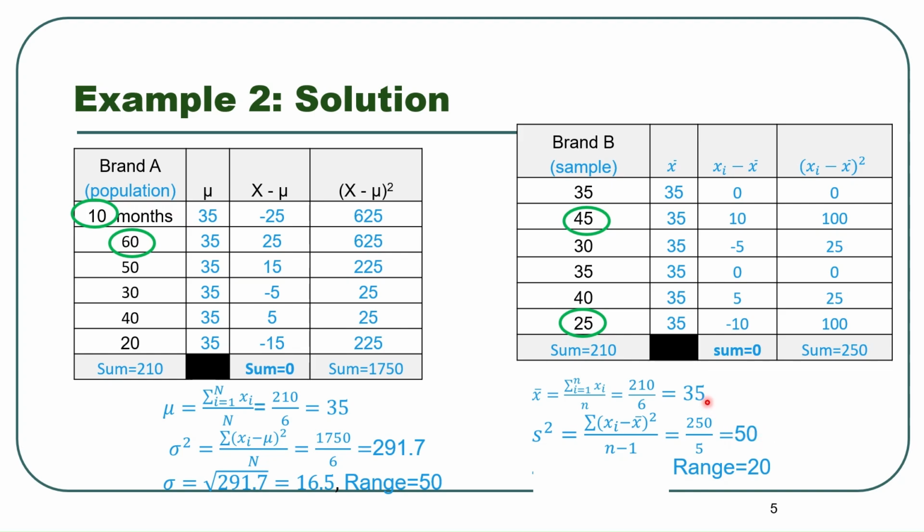I need something in the same units of my data. So S, the sample standard deviation, is 7.1 months. Notice how the variability shifts between brands. Here, much less variability than what we had here.